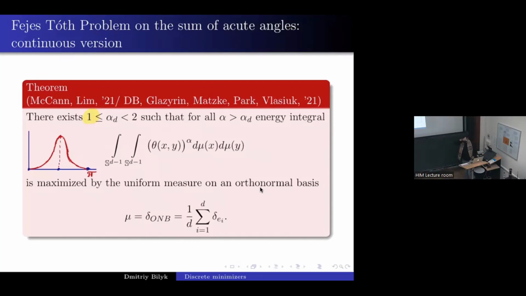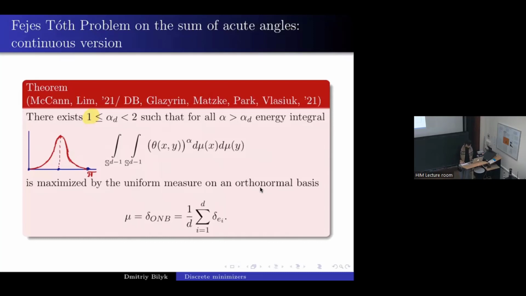So far, in most of the examples where I talked about discrete minimizers, not all, but many, the statements were of the type that all the minimizers or maximizers, all the optimizers of the energy, have to be discrete. You can also ask questions about some energies: when do there exist discrete minimizers? Because maybe you have absolutely continuous minimizers, but also discrete minimizers.